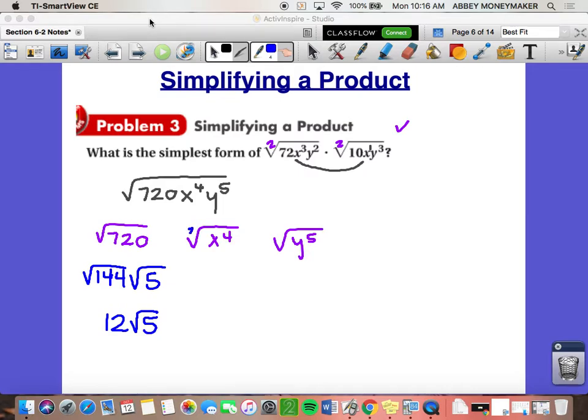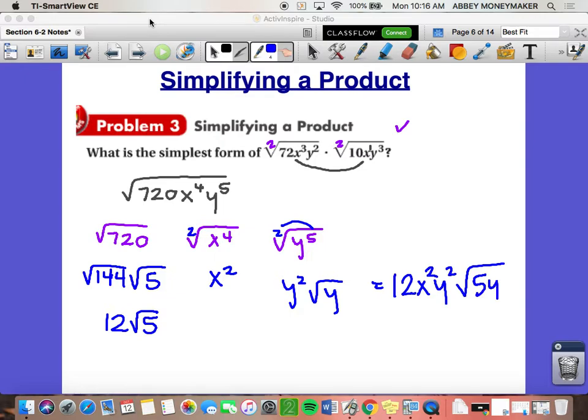I can go ahead and simplify my variables here. That would give me x squared. Here, 2 goes into 5 twice with 1 left over. So I can write my final answer as 12x squared y squared times the square root of 5y. I don't have to put the 2 in the index. You can if you want to, but remember, if you don't put it there, it's understood to be the square root.